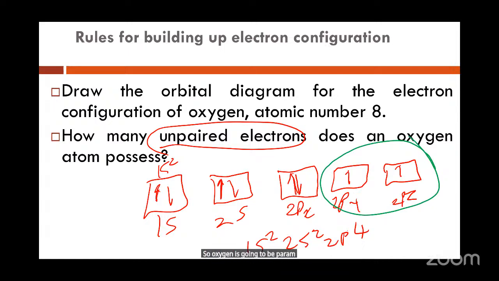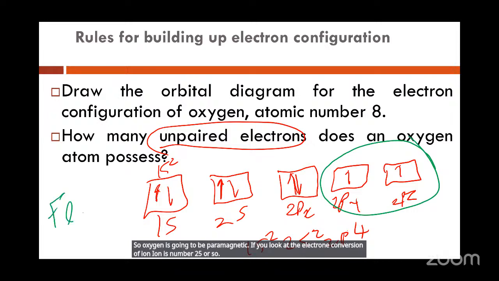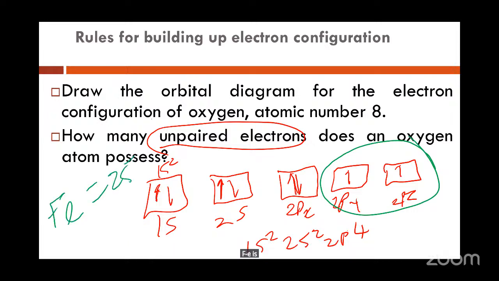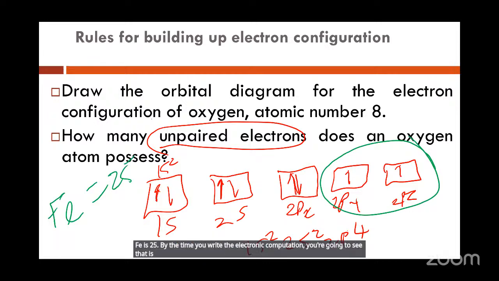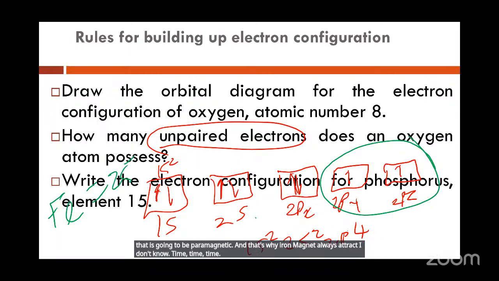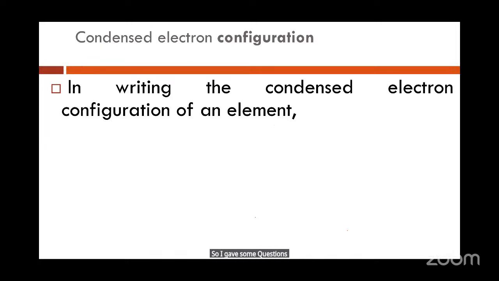If you look at the electron configuration of iron, it is number 25 or so. Fe is 25. By the time you write the electronic configuration, you're going to see that it's going to be paramagnetic. And that's why an iron magnet always attracts iron. So I gave some questions there for you to practice. Then there is what we call condensed electron configuration.